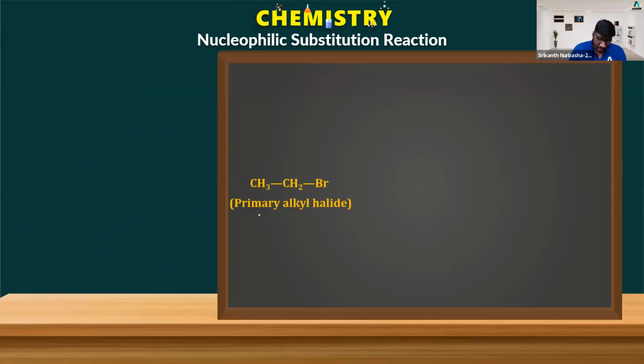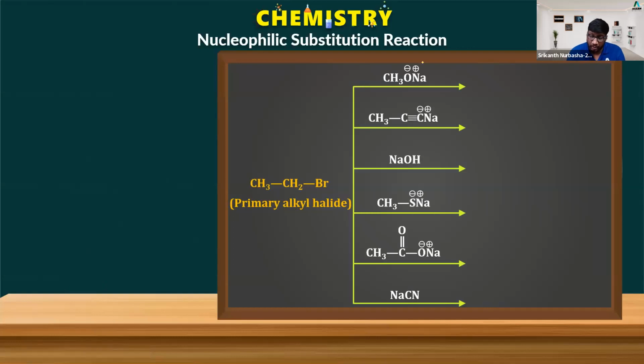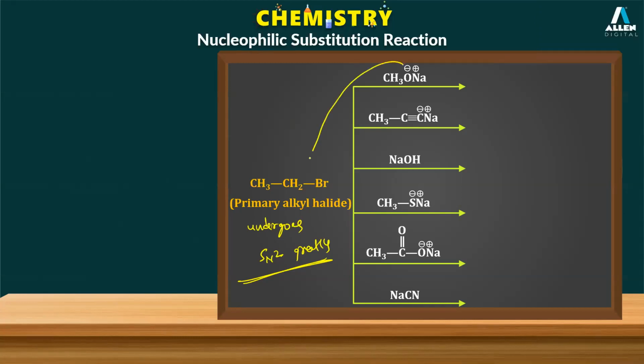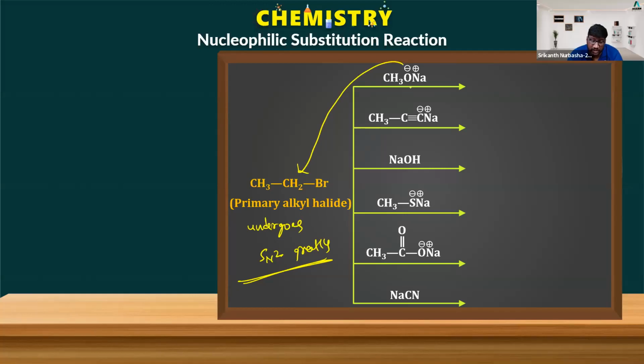CH3CH2Br treated with CH3O minus Na plus. What is the product obtained in the first case? Primary alkyl halide will undergo SN2 greatly. SN2 means the nucleophile is going to be substituting. What is the nucleophile? CH3O minus is the nucleophile. In the first case, you will get what? CH3CH2OCH3. Ether. Yes or no? CH3CH2OCH3, which is ether.